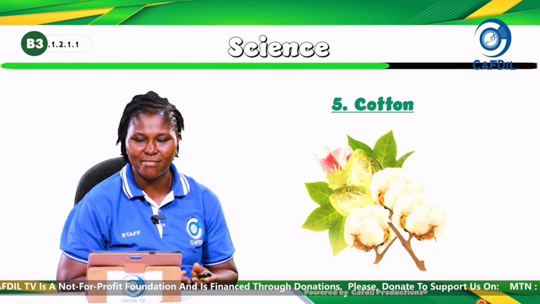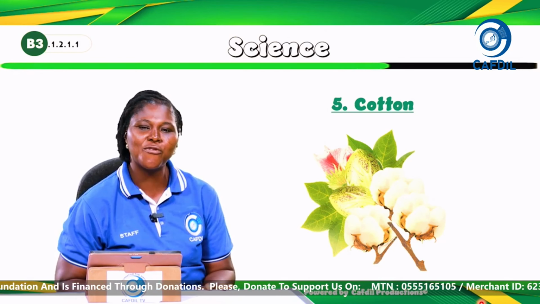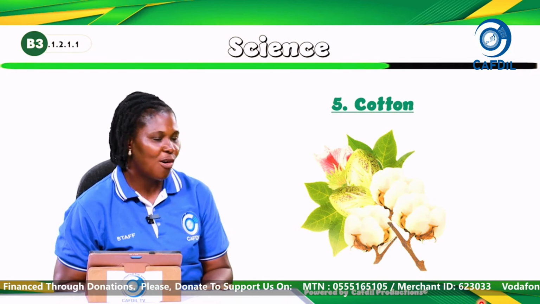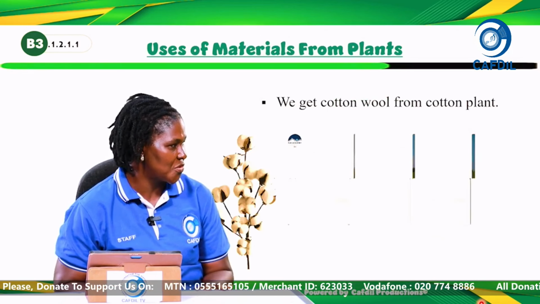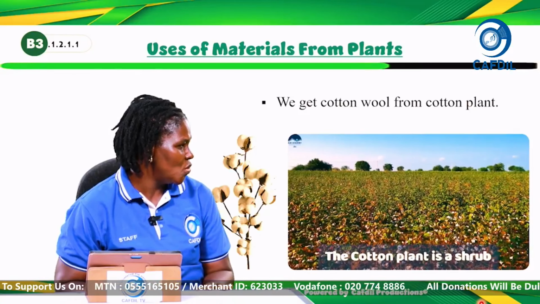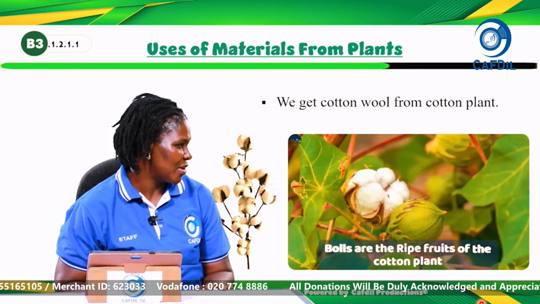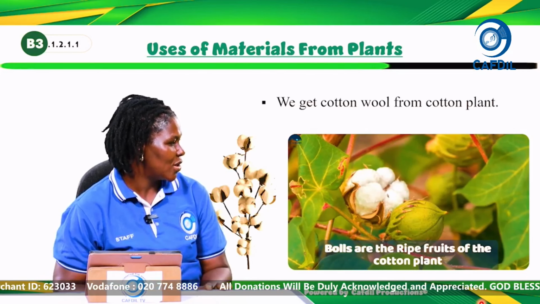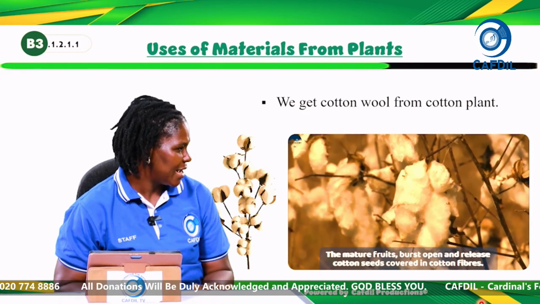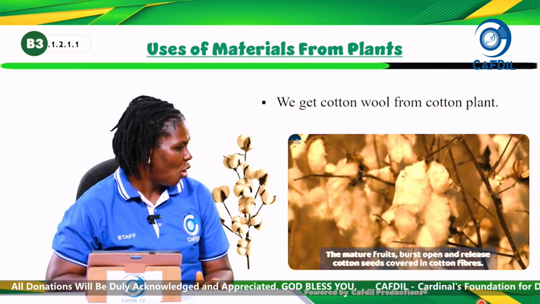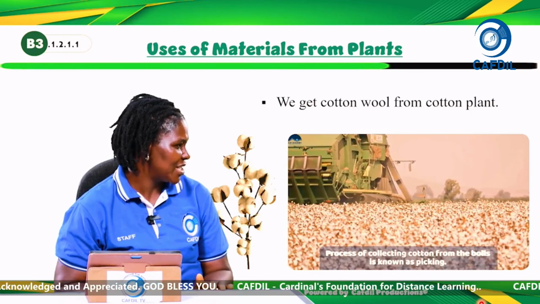Now let's go to cotton, the fifth one. Cotton. Now all these are from plants. Cotton too is from a plant. As we can see on our screen, we get cotton wool from cotton plants. So look at how the cotton plant is. The cotton is in a ball, and it will open, and the cotton will come out, and they use a machine to harvest.